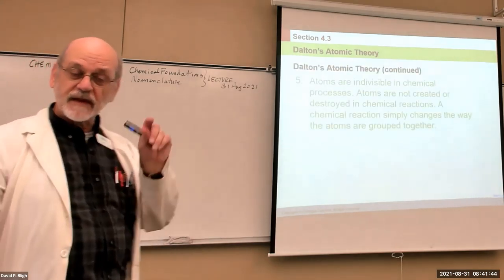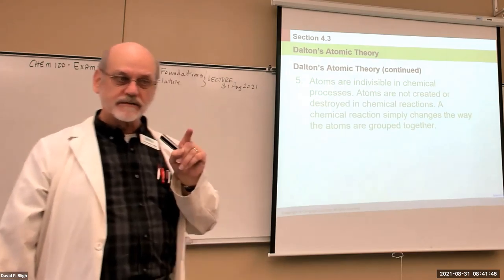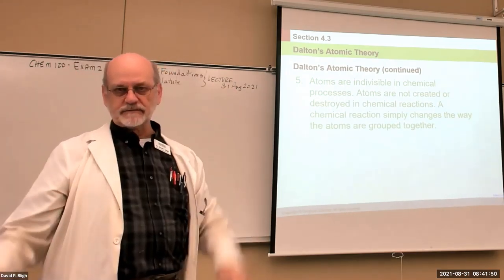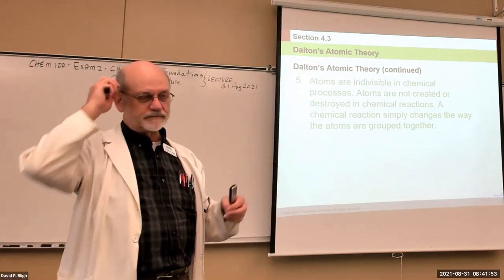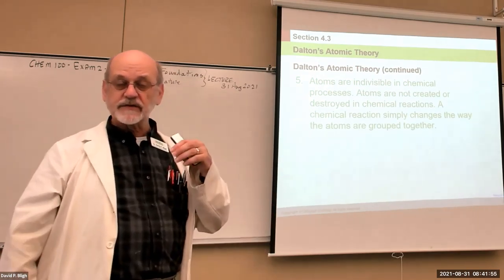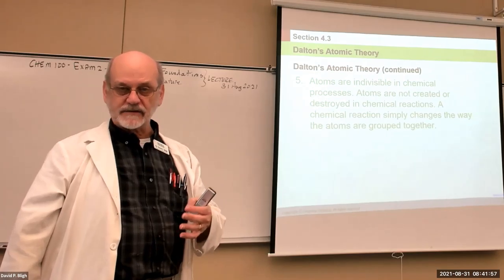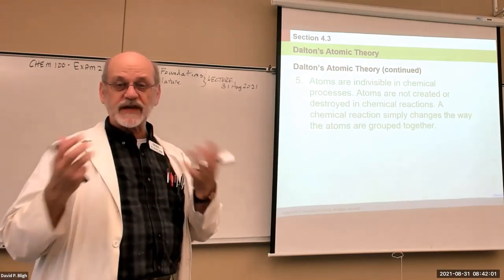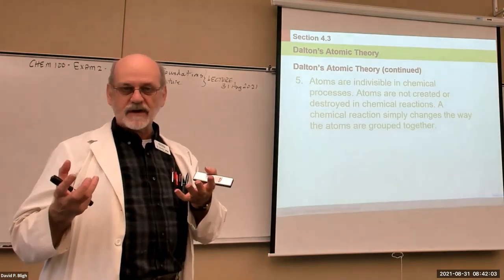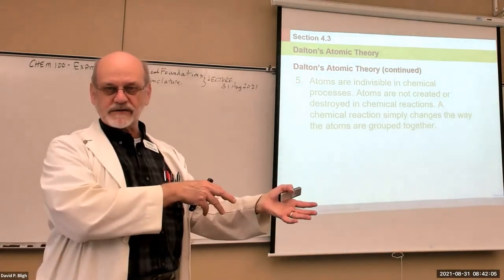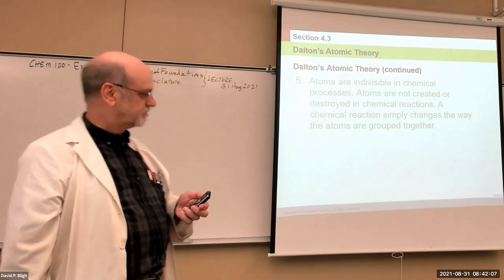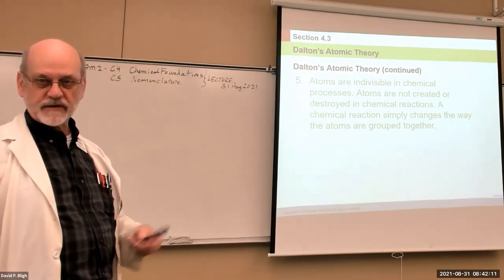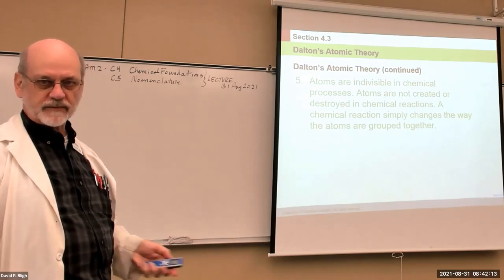He also said that during a chemical reaction, the atoms just rearrange themselves. They switch partners. So that explains the conservation of mass. Because if all you do is rearrange partners, you've still got the same number of atoms in reactants and products. So with this theory, he explained all those previous laws that we have described up to this point.